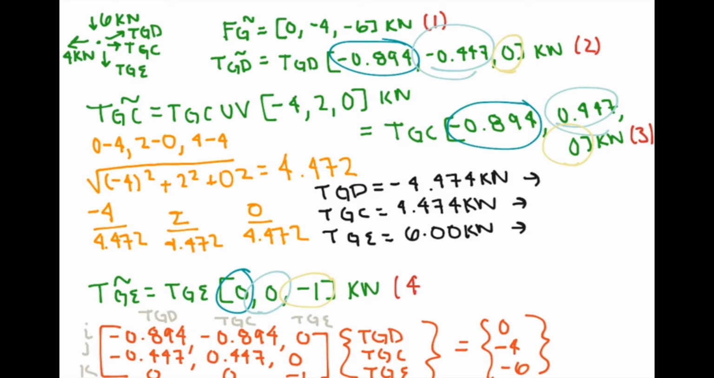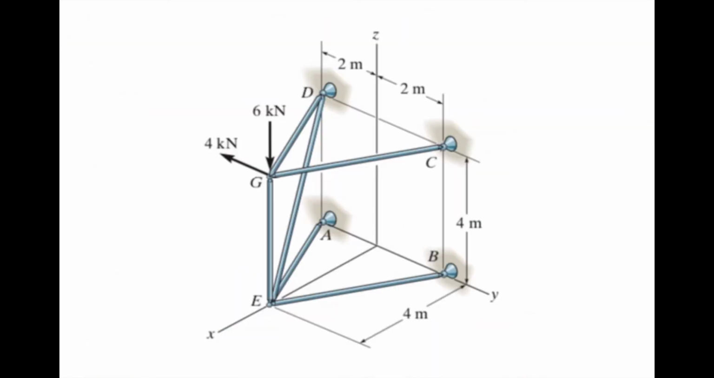So TGD is going to be 4.474 kilonewtons in compression because it's negative. TGC is going to be 4.474 in tension because it's in the positive direction. And finally, TGE 6.00 is also going to be in tension. You might want to put kilonewtons at the end of these for units, but this is going to be your first 3 answers. As you can see, we are back to the main picture.